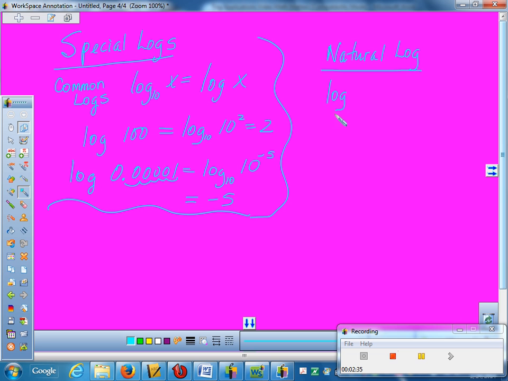Natural. Nature. What base is it going to have? E. Natural logs are base E logs. But once again, mathematicians said we don't have to write that little e all the time. We can't just write nothing, because common logs are when we write nothing. So they said we need a different symbol for natural logs. We're just going to write different letters.